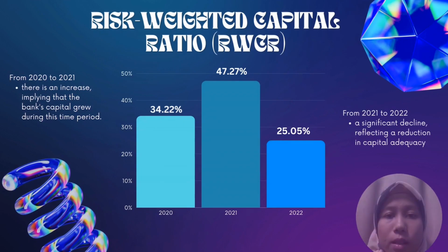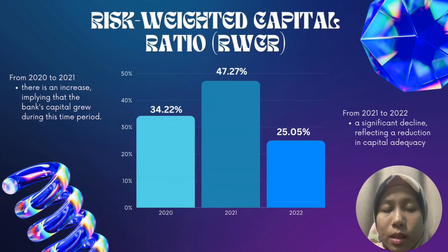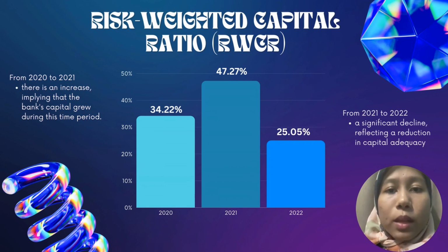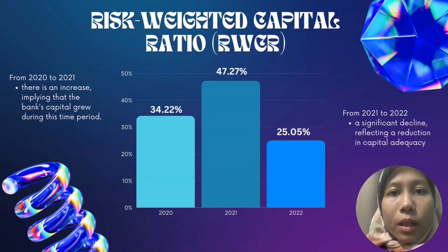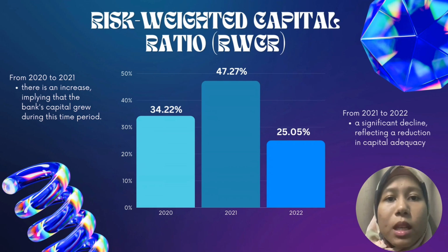Under capital adequacy, there are two types of ratio that will be discussed. The first one is risk-weighted capital ratio, and the second one is core capital ratio. Let's look at the first one, risk-weighted capital ratio. Based on the figure, it shows that there is an increase of 30.05% from 2020 to 2021, which implies that the bank's capital adequacy compared to its risk-weighted asset grew during this time period. The growth is because of capital injection, increasing profitability, and some risk management.